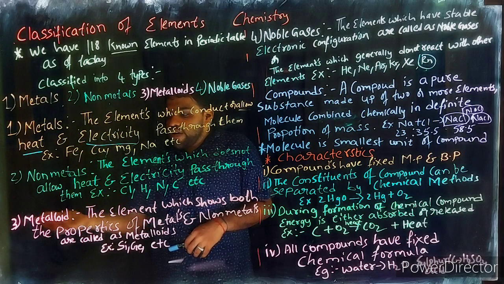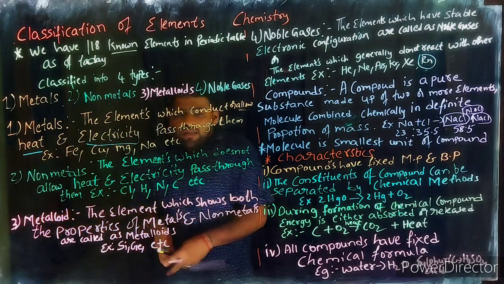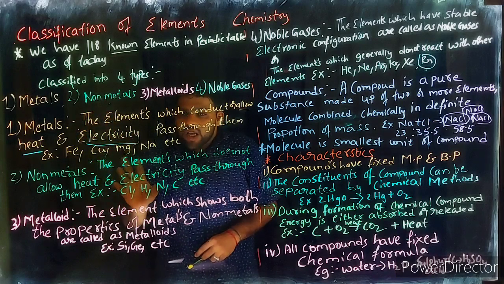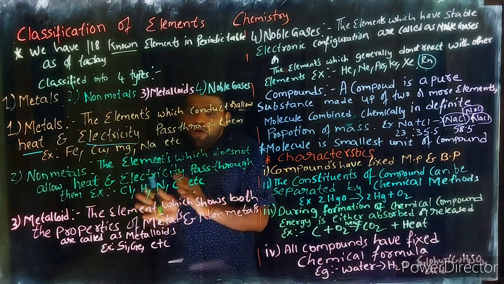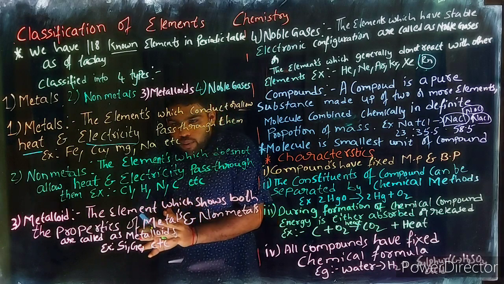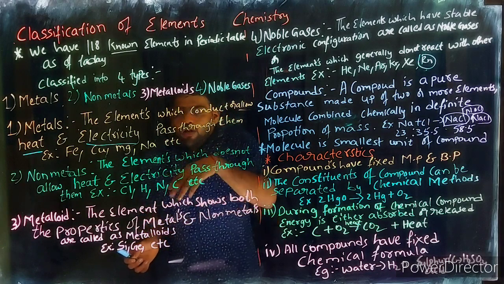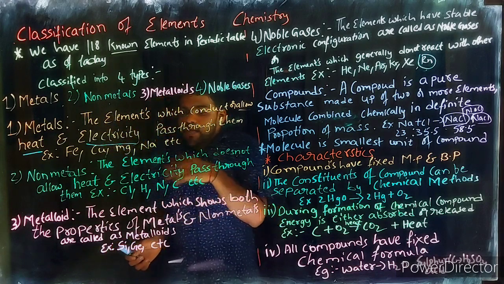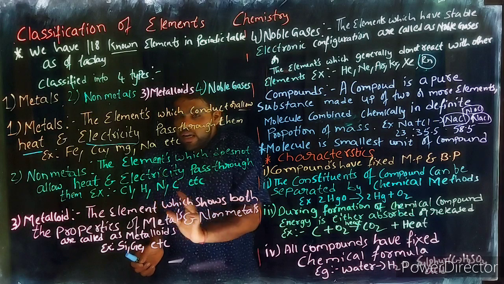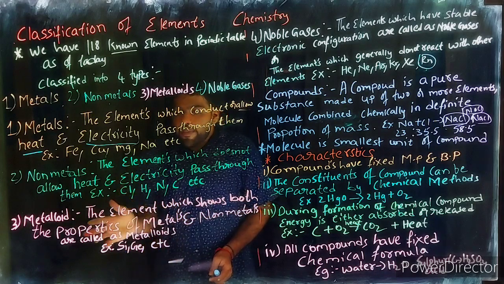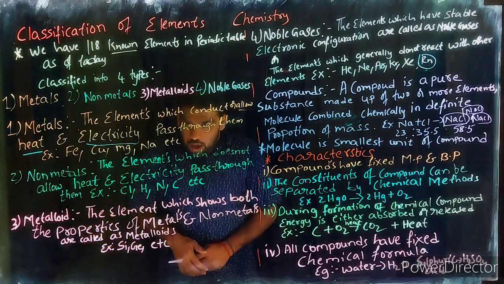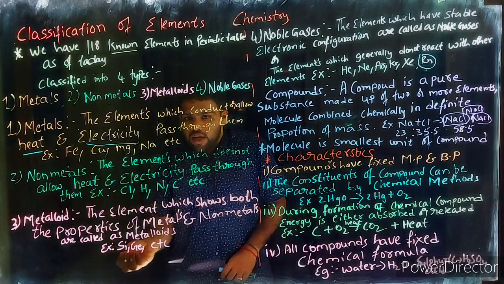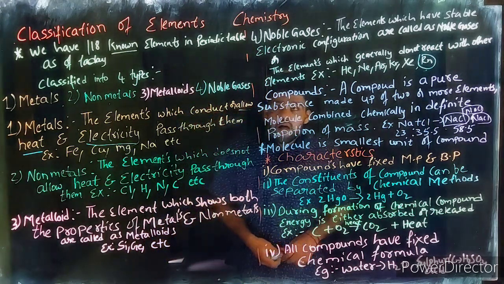Then we have one more classification called metalloids. These are the elements which show both the properties of metals as well as non-metals. Means they show both conducting property and non-conducting property. Means in certain temperature or in certain cases they will allow heat and electricity to pass through them, and in certain conditions they will not. Such type of elements are called metalloids. Metalloids are the special type of elements. Examples are silicon and germanium.